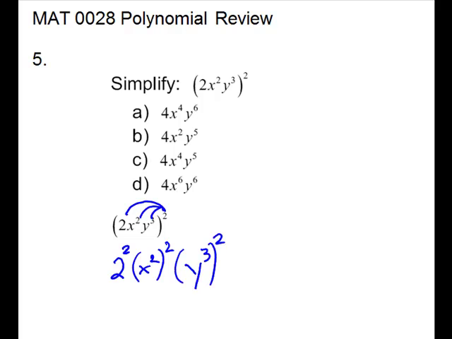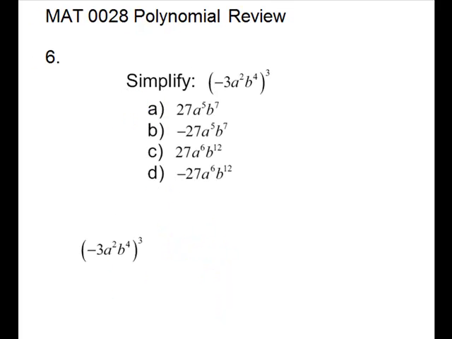2 squared we work out, which means 2 times 2 is 4. For a power to a power, you keep the base and multiply the exponents. So that's 4. And on the y's, keep the base and multiply on the exponents. So we have 4, x to the 4th, y to the 6th. Our choice is going to be A.